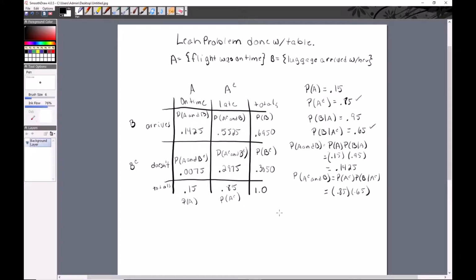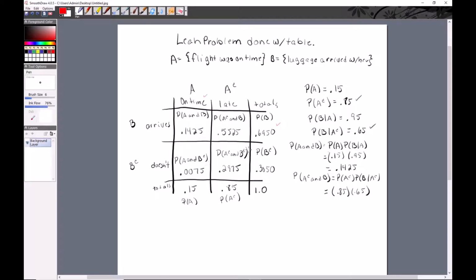The only thing we don't have are conditional probabilities. But those are readily easy to get to. So let's just say, what's the probability that the flight is on time, given that the luggage arrived with her? Well, that would restrict you to this condition. So that would be 0.1425 over 0.6950. So you can do any sort of conditional probability that you want.